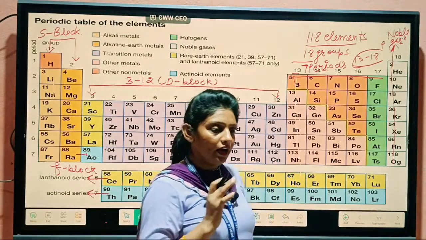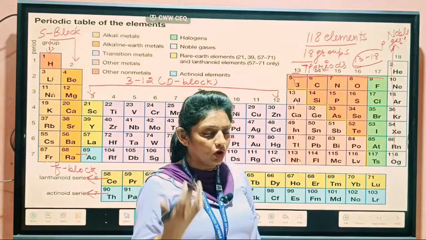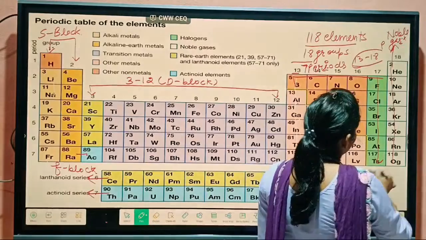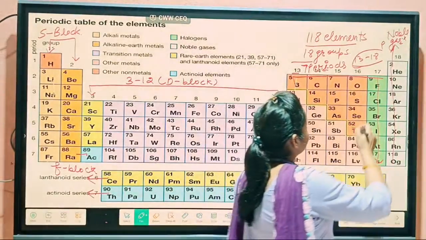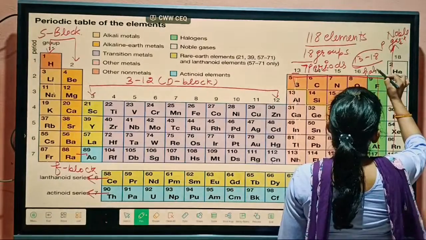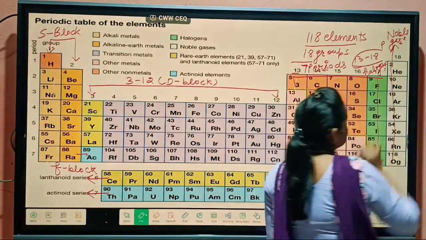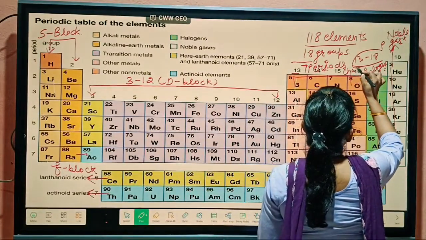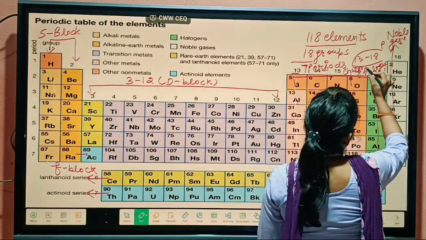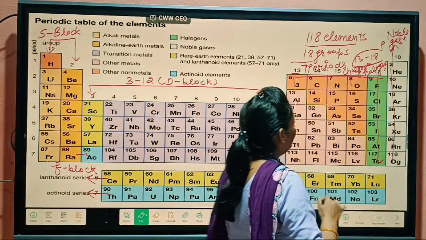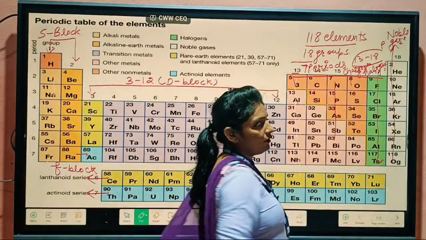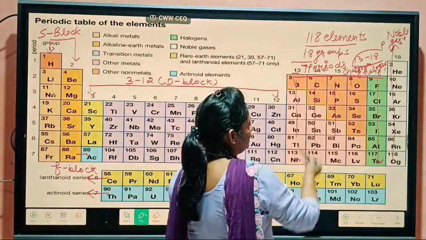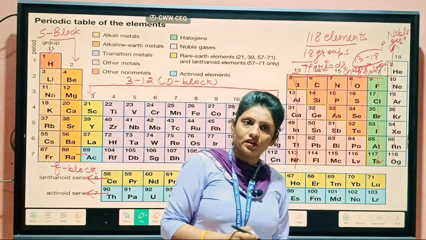Elements of this group are also known as inert gases. Okay. Then students, elements of group number 17 are known as the halogens. And students, group number 16 elements are known as the chalcogens. And group number 15 elements are known as the nitrogen family, this one the carbon family, and these are known as the boron family. Clear or not?